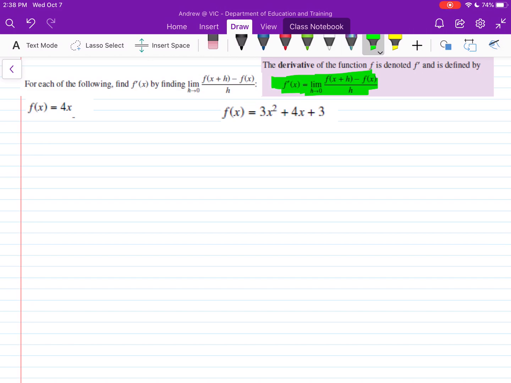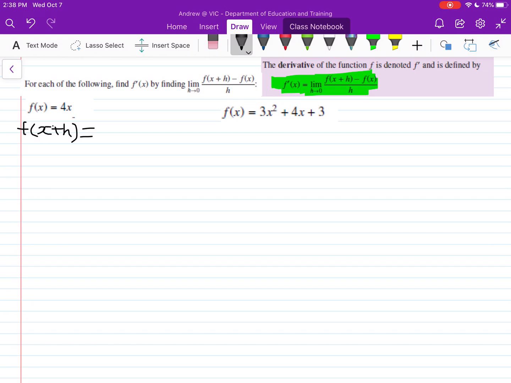In both of these questions we've been given a function, f(x). With this we now know what f(x) is. We need to work out what f(x+h) is. So we just add h wherever the x is.